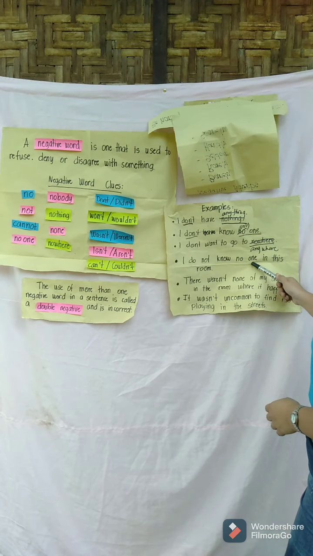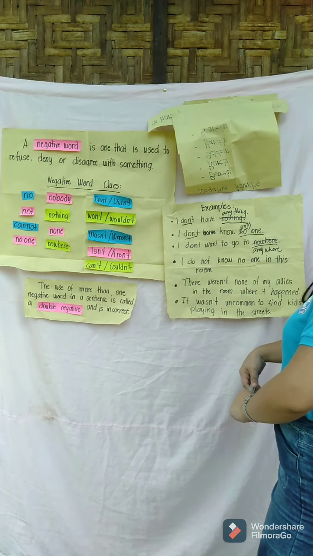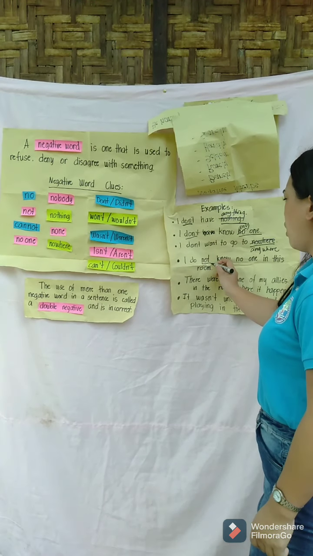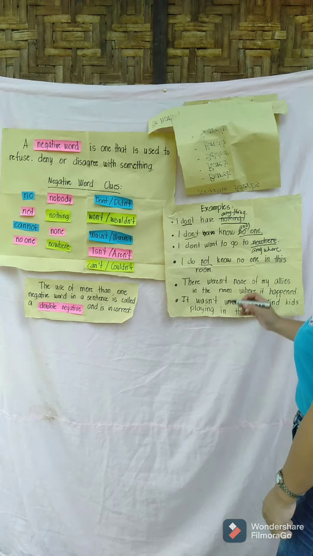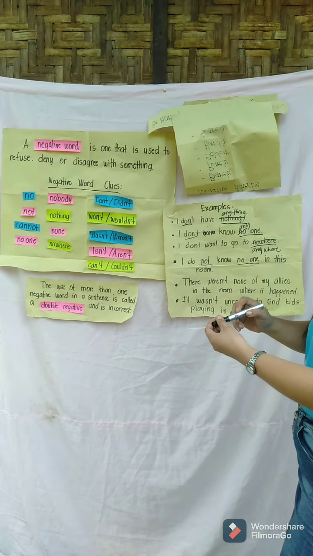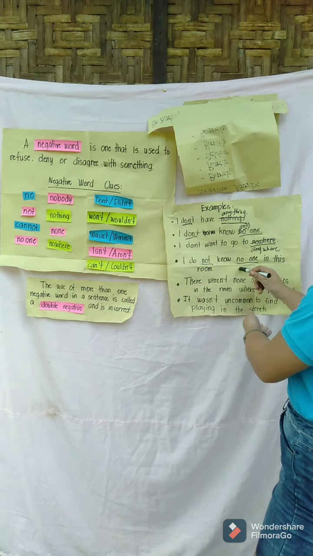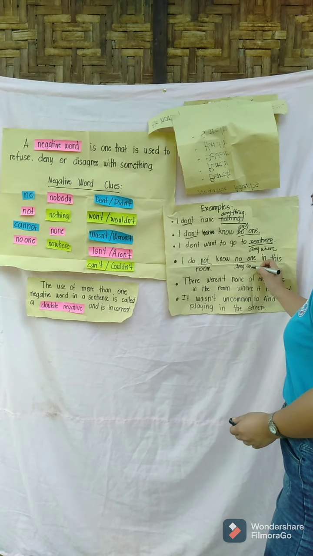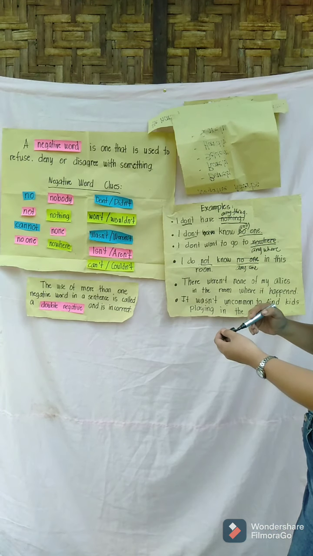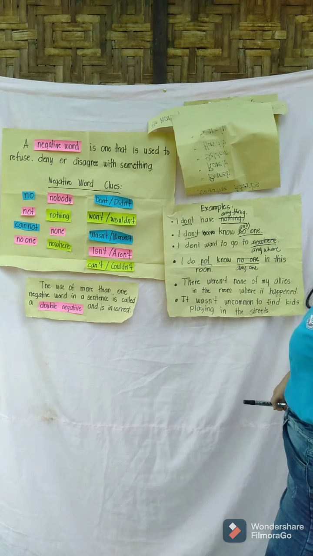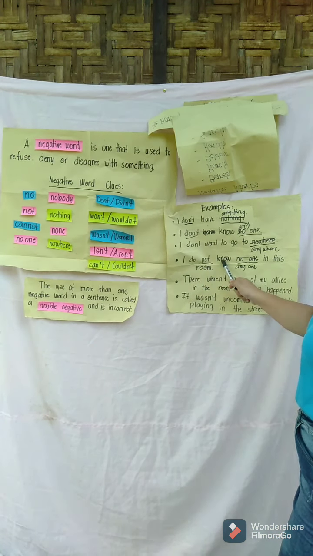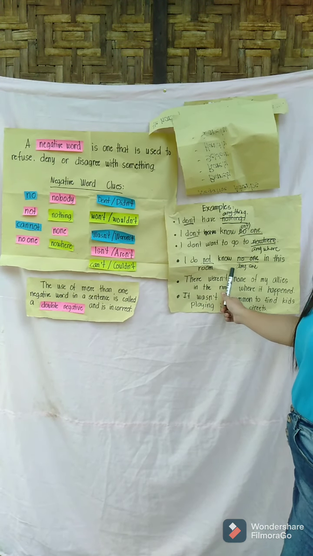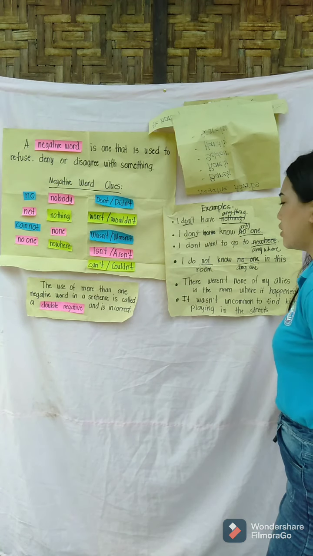I do not know no one in this room. The negative words here are do not and no one. Let's change this no one to anyone. So the sentence is: I do not know anyone in this room. Let's go on to the next.